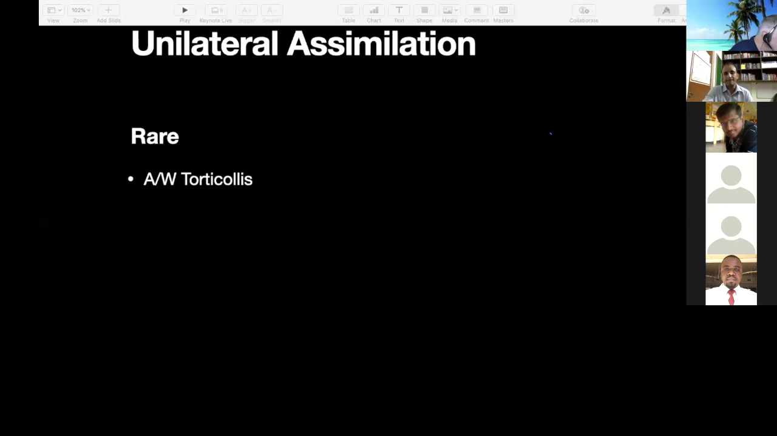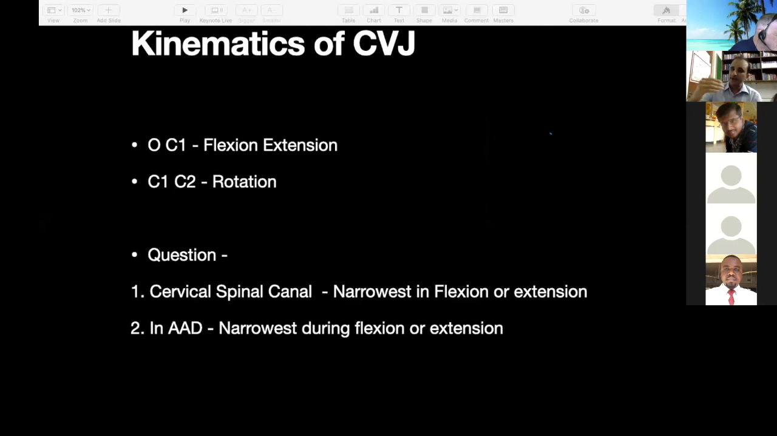Okay. Now, kinematics. Now, we are going a little more higher up, a little more complicated. But what I would request each of the 41 participants here, that if you don't understand the kinematics, please stop me and I'll try to explain it again. I want all of you to understand this concept, the kinematics of the OC1 especially, very clearly. So we know that flexion and extension happens in OC1 and rotation in C1, C2.